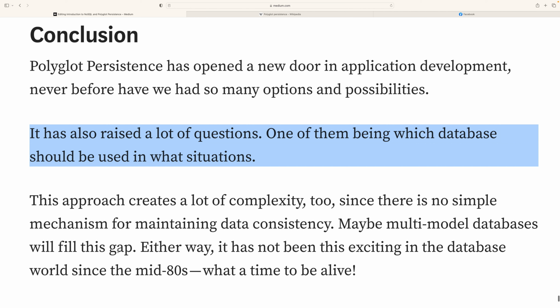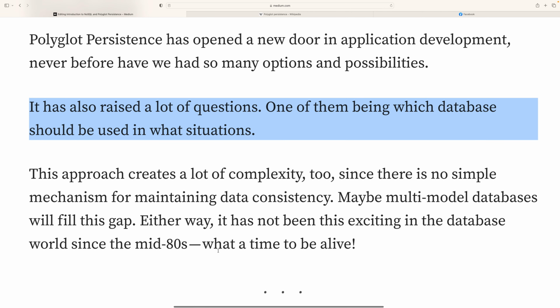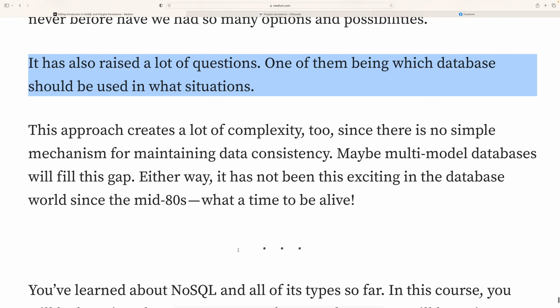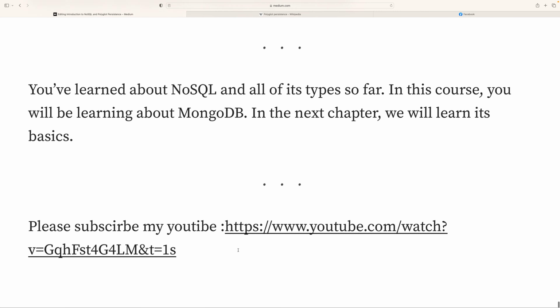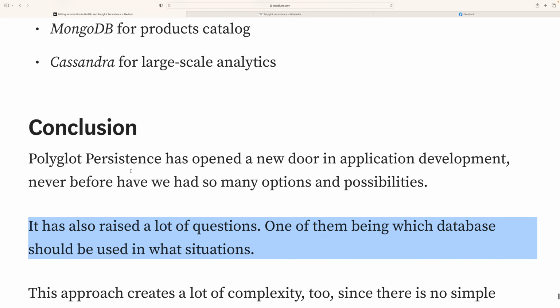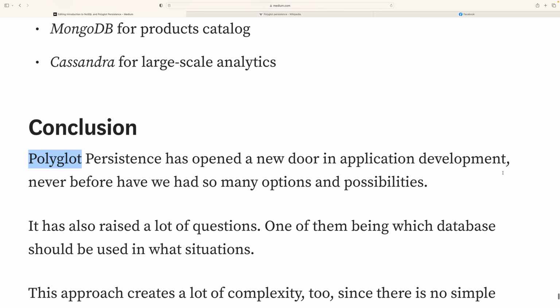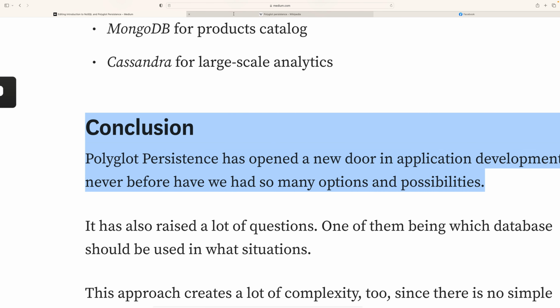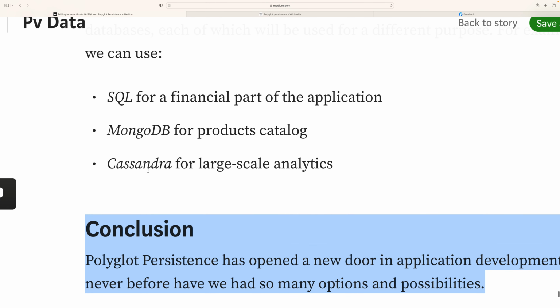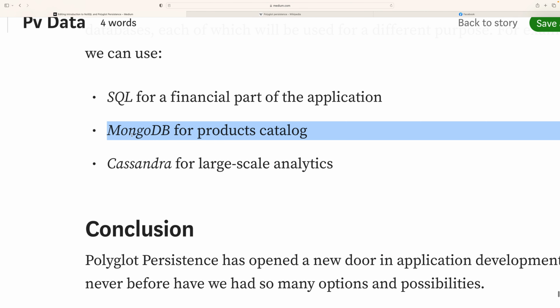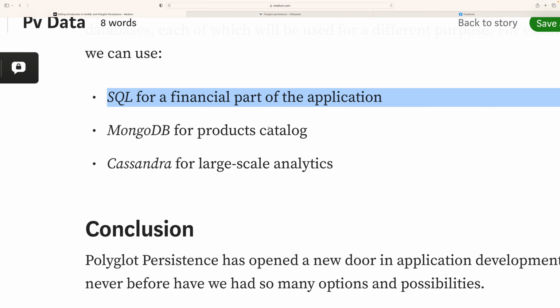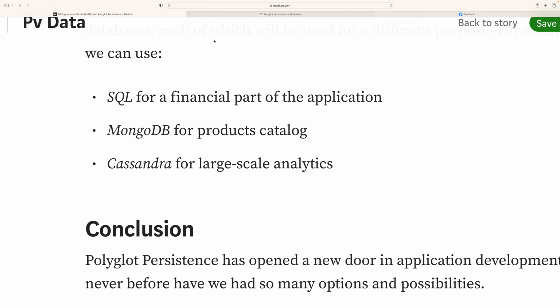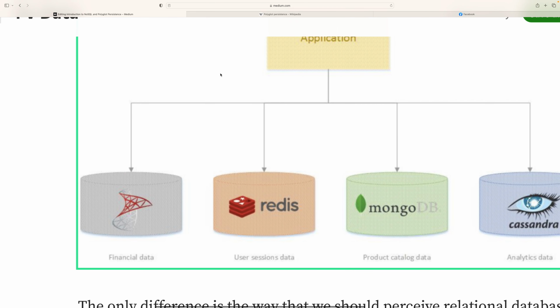Maybe multi-model databases fulfill the gap. Either way, it has not been this exciting in the database world since the mid-80s. It's time to come alive. So what I'm trying to say is that polyglot basically means you can point to different databases depending on the requirement. For example, Cassandra for large-scale events, MongoDB for podcasts, SQL for a part of the application. That's what you can do.